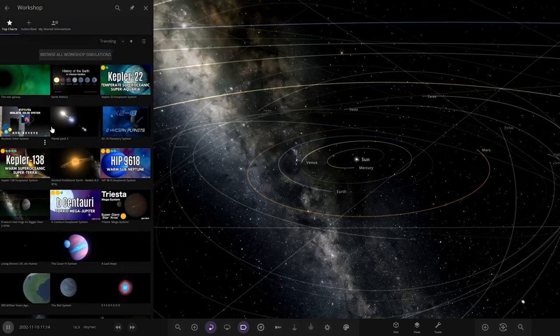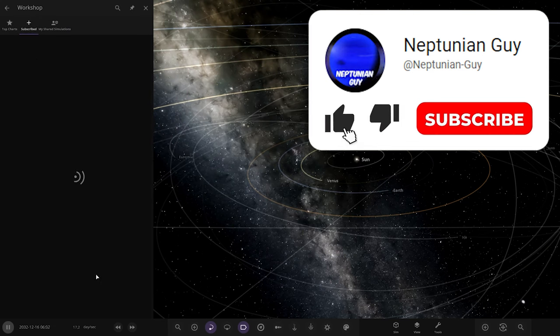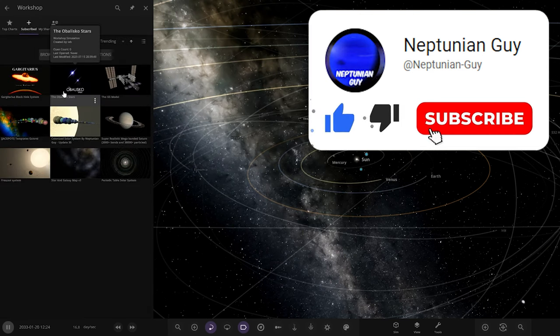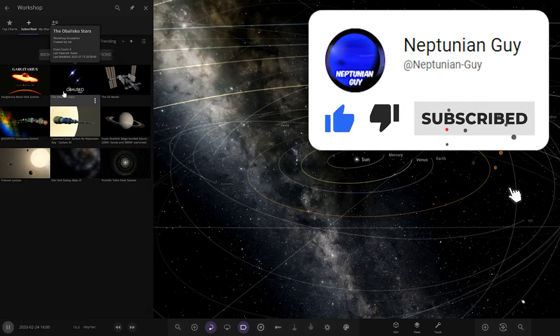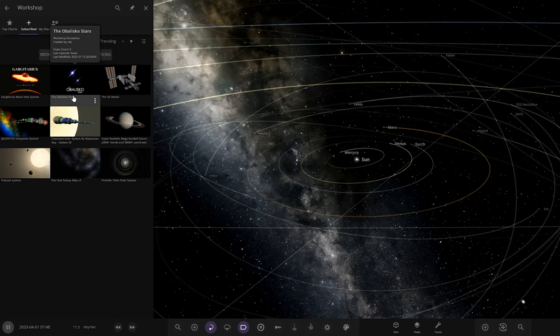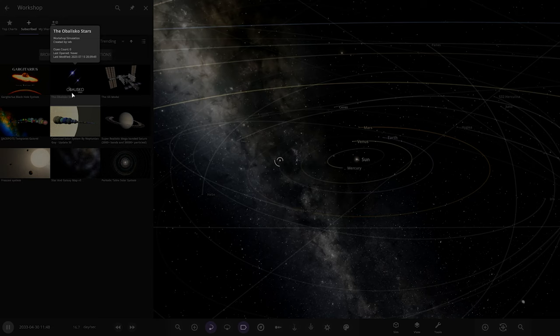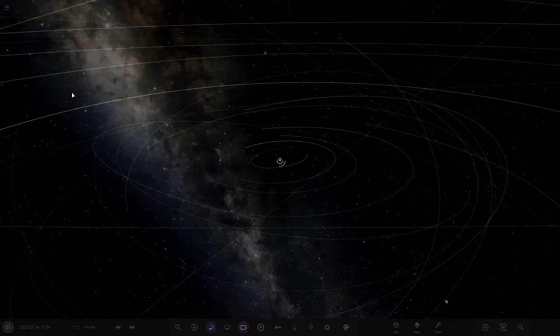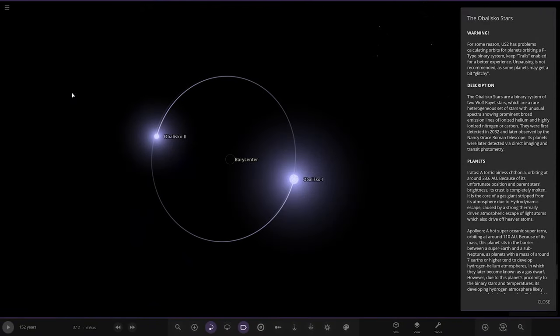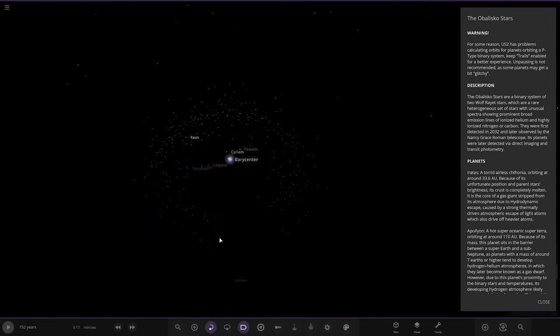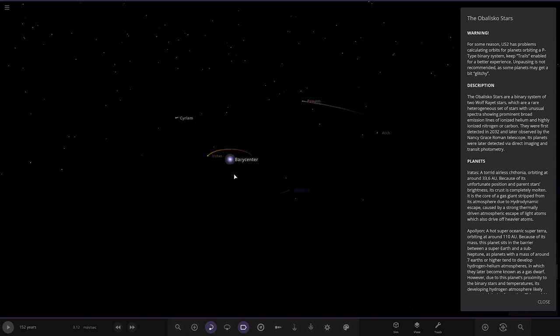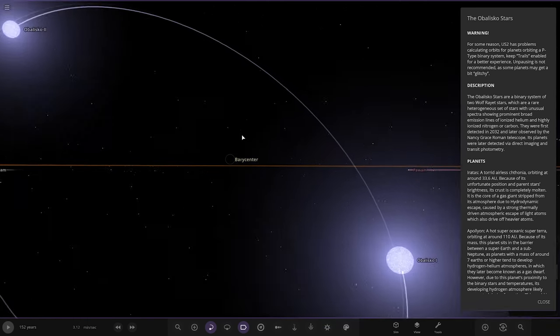So I already got it on the workshop, so it should already be ready to go. There it is. So the Obalisko stars, hope I'm saying that right, it's got a custom thumbnail for it as well, so looks pretty interesting. We will see what he has got in store for us here. It's looking pretty cool. Right, let's see what we got. Ooh, this looks cool already. So there's our binary star system that was in the thumbnail, pretty much.